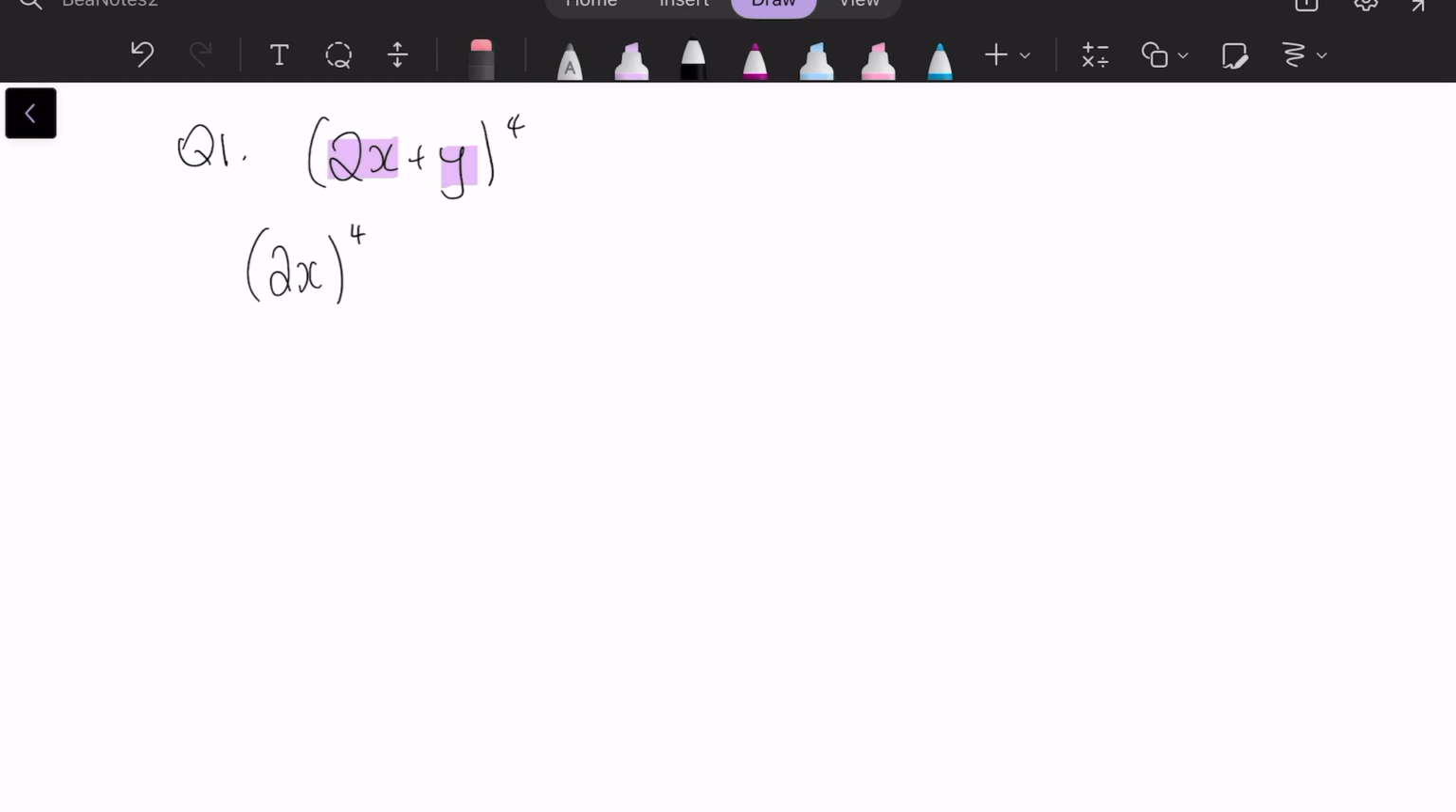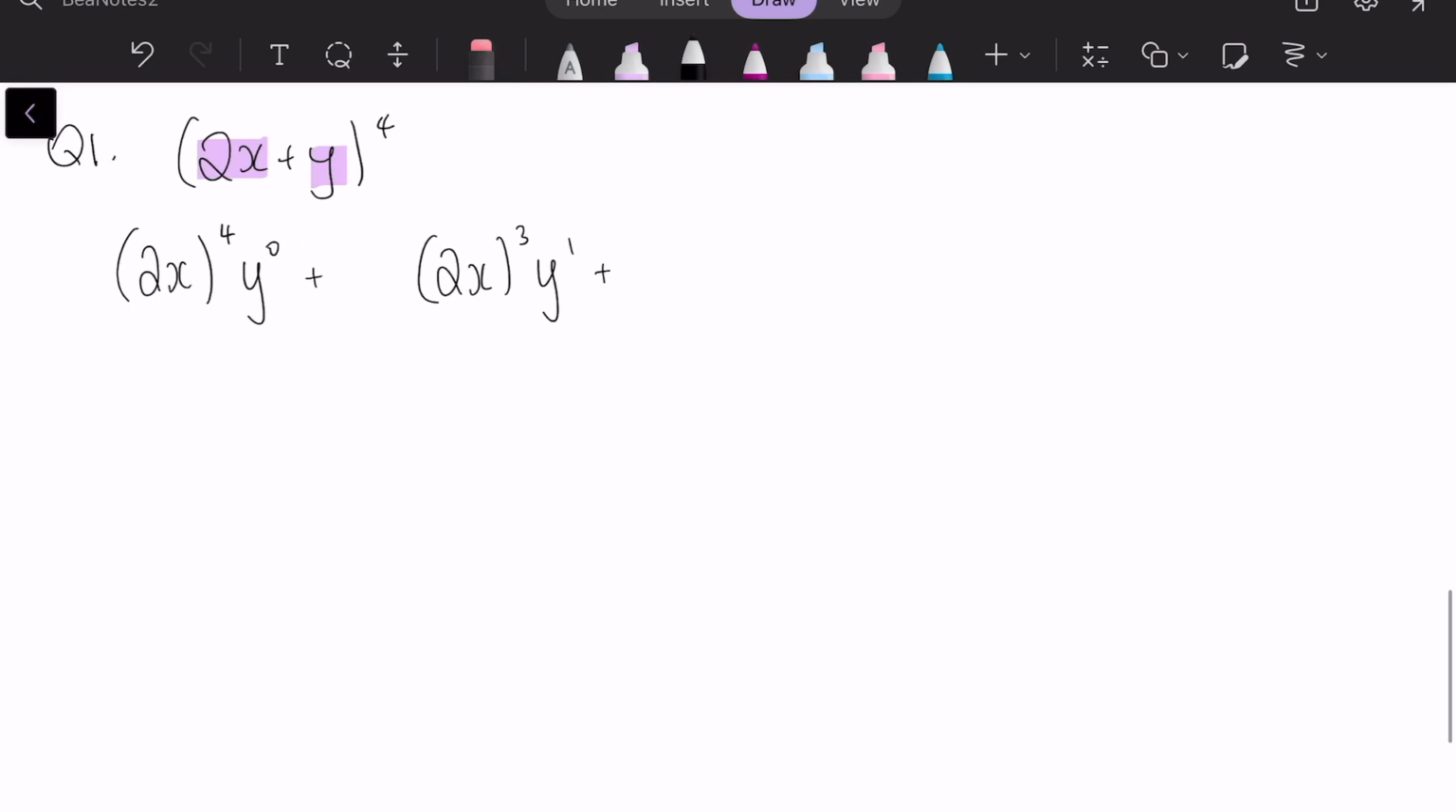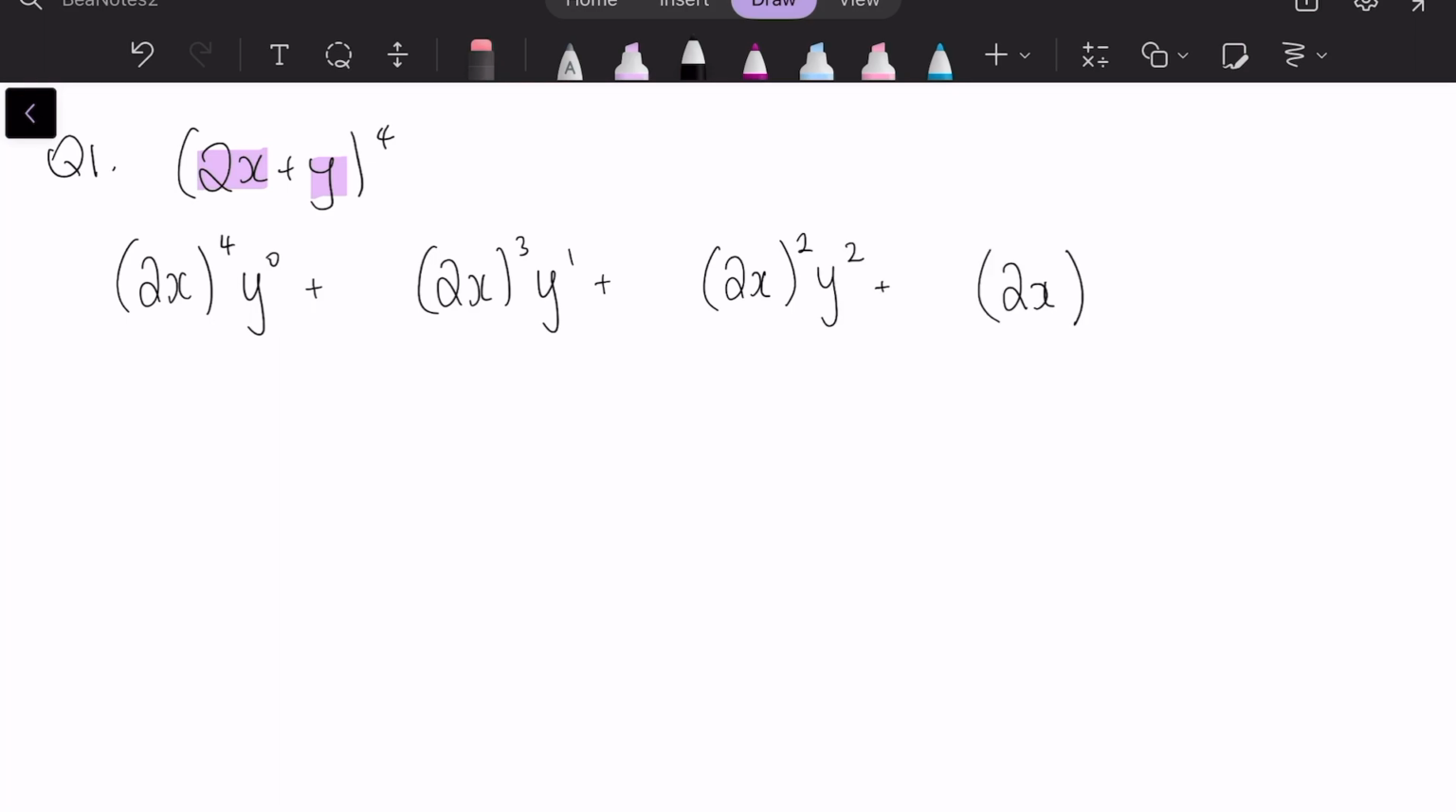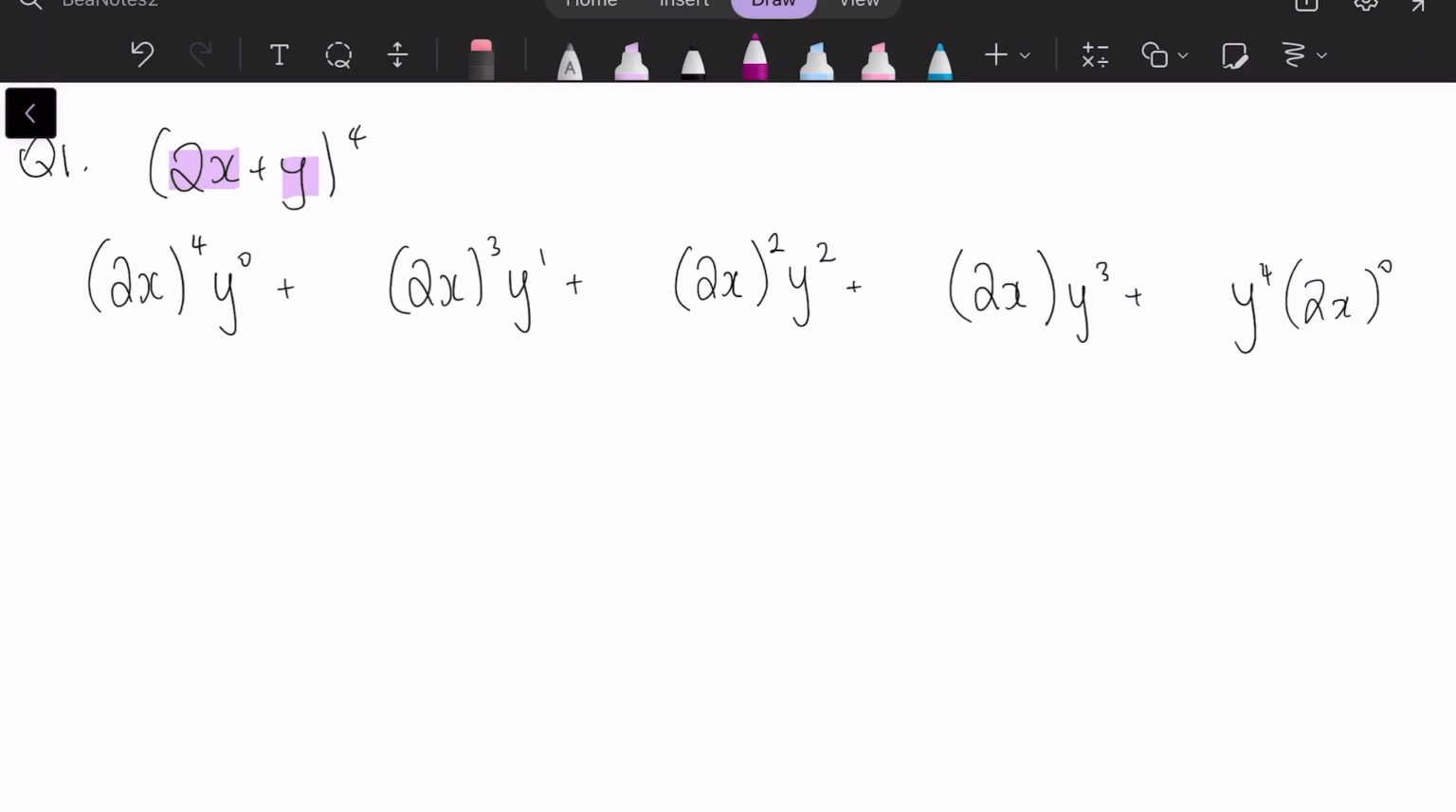(2x)^4, y to the 0, because remember they have to add up to the power up here. And we have to write this in order. And remember that anything to the power of 0 is just 1, so this doesn't really matter. Now we have to put in the row of Pascal's.